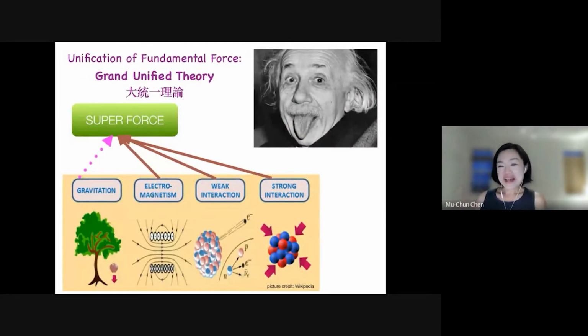Einstein actually tried, but unfortunately did not succeed, to find a grand unified theory. This was the ultimate quest that he had during the later part of his research career. The idea is that perhaps there is a super force that can unify all four fundamental forces. So instead of four individual forces, perhaps there's just one single force that can explain all four forces and the phenomena associated with them.